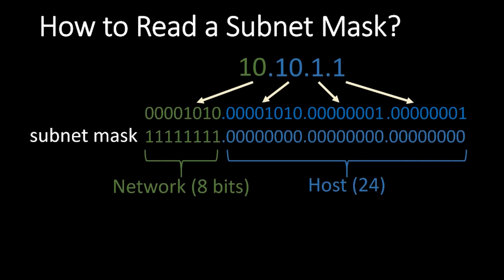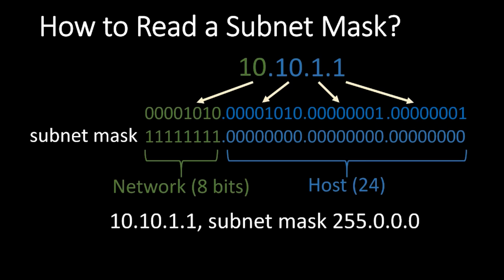Let's look again into the two examples we discussed in the previous slides. So this IP address here, 10.10.1.1 with 8 bits network mask, can be represented in this format if we want to read it using DDN format, the same way we read IP addresses. So it is 10.10.1.1 with subnet mask of 255.0.0.0. And if we want to read the same IP address using a prefix format, we can read it as 10.10.1.1/8.